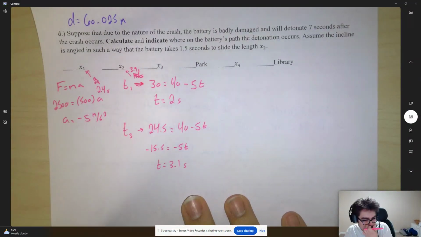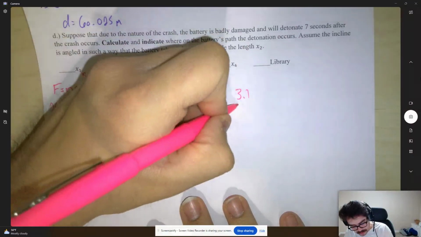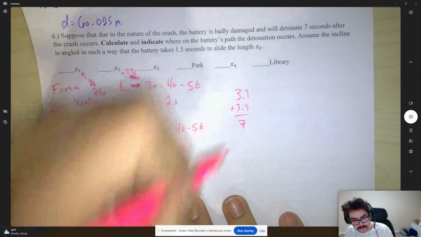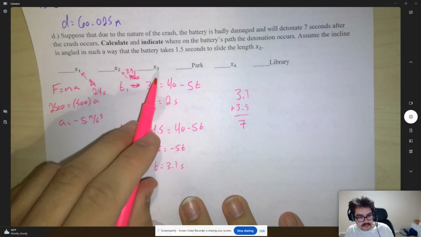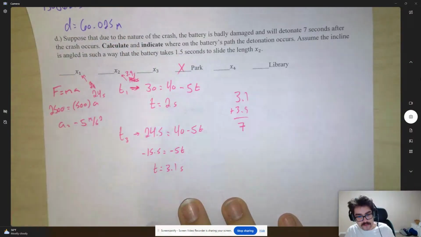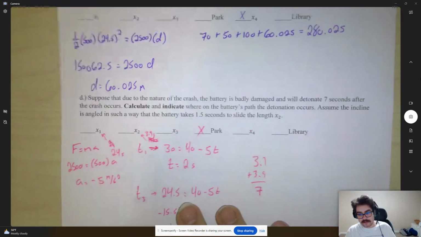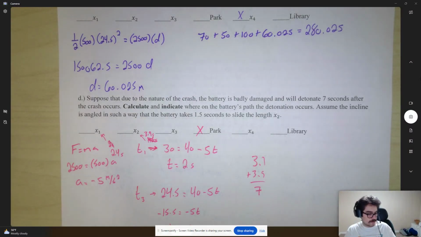Oh, wait a minute. 3.1 seconds plus 3.9 seconds gives me 7 seconds. So the battery clears X3 at 7 seconds. It literally gets out of X3 and it blows up right as soon as it gets to the park. Isn't that crazy, right? The problem was written and designed to have that sort of solution.